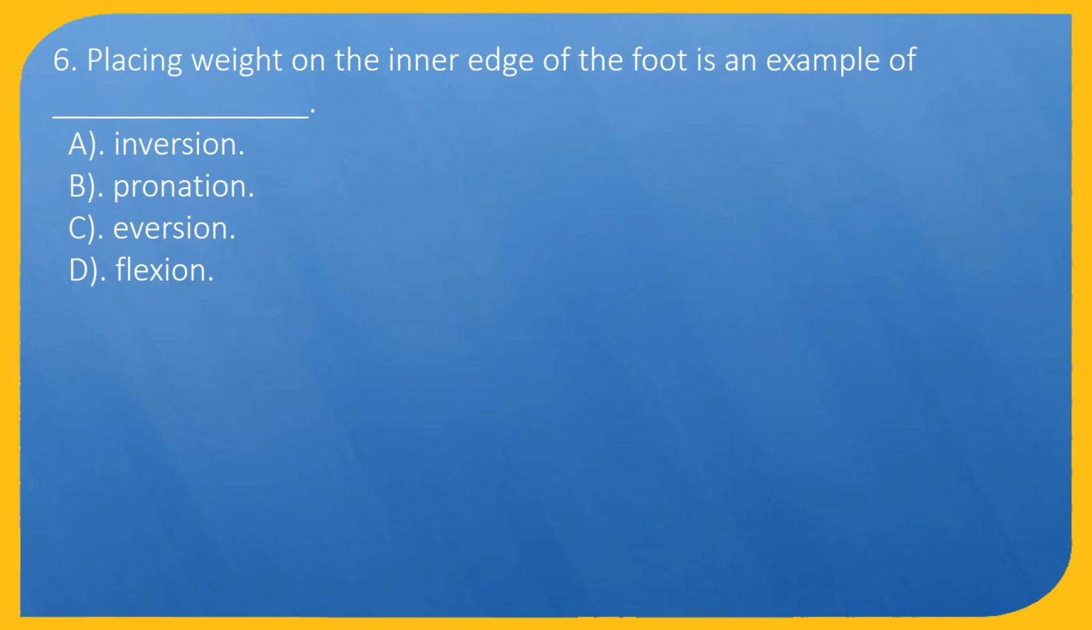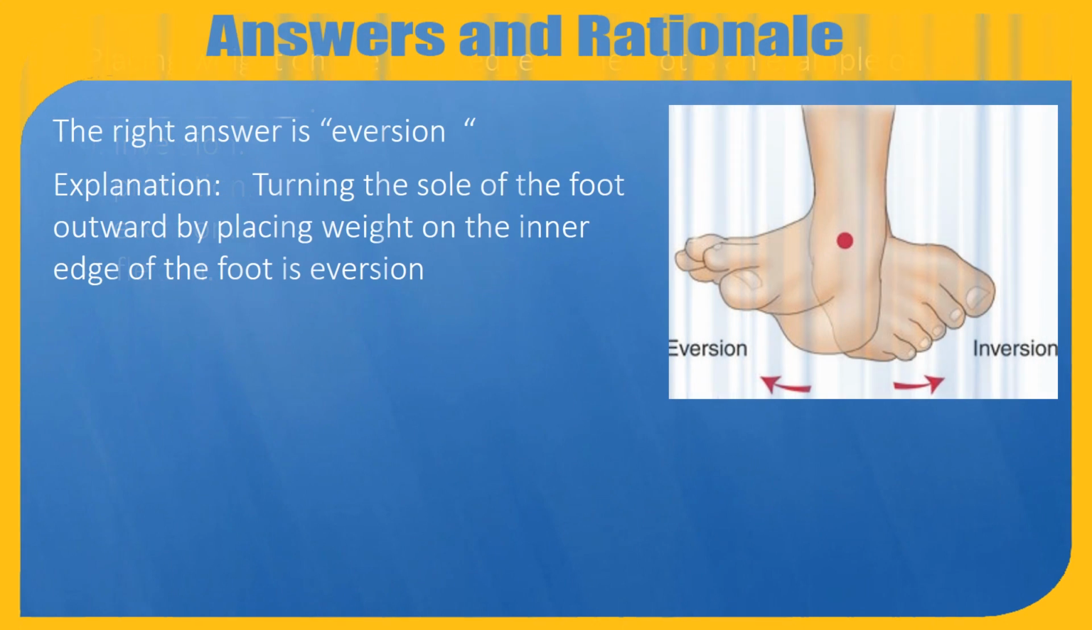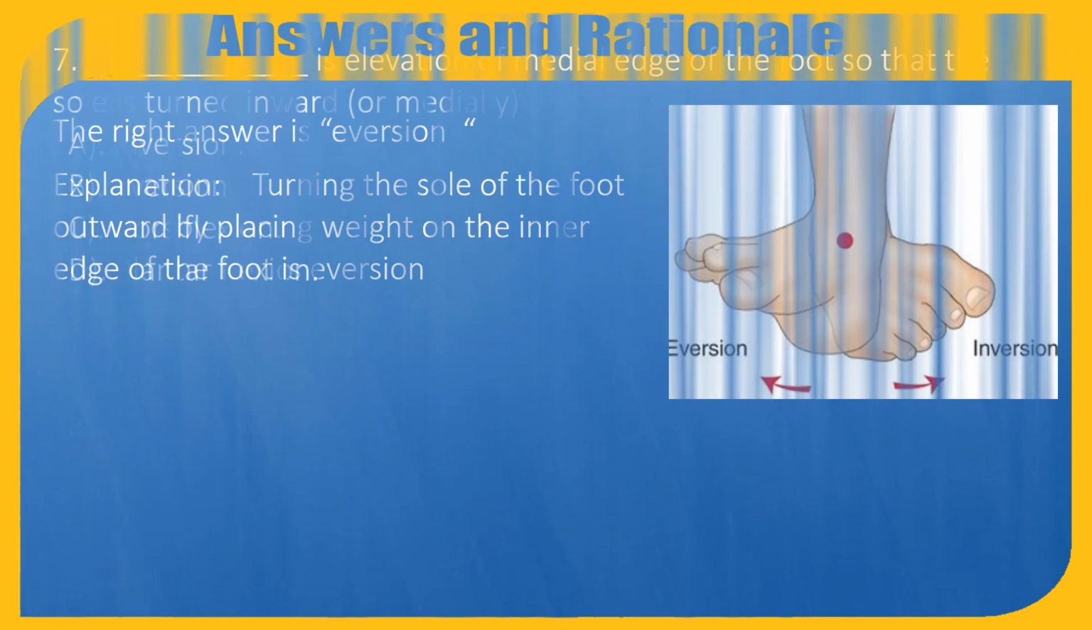Question 6. Placing weight on the inner edge of the foot is an example of A. Inversion. B. Pronation. C. Eversion. D. Flexion. The right answer is eversion. Explanation. Turning the sole of the foot outward by placing weight on the inner edge of the foot is eversion.